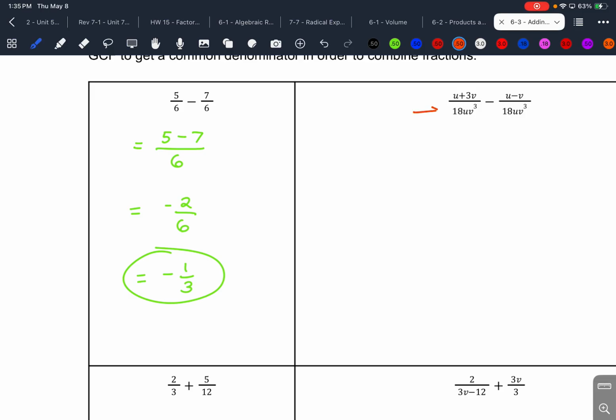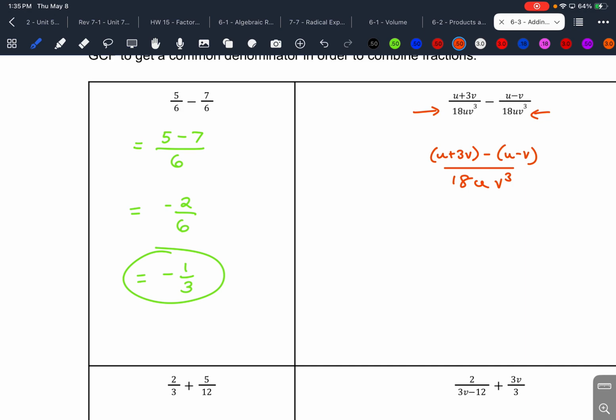Here we have a common denominator of 18uv cubed. And so then what we can do is take our numerators and subtract them. So u plus 3v minus u minus v. Don't forget that there's parentheses involved here. I can't tell you the number of even calculus students who mess this up. You have to understand that there's parentheses around here. And in particular, this matters because this -1 times the negative v is going to end up being positive v.